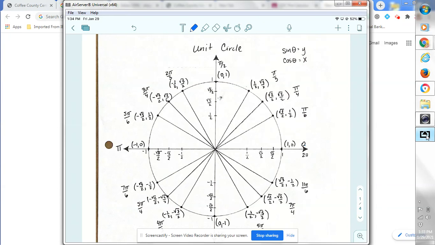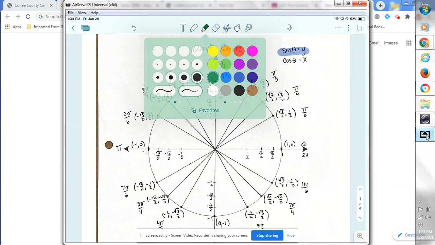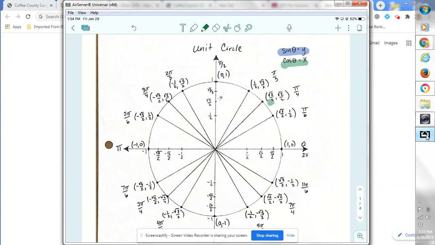And so if we're using the unit circle, if you guys remember, the radius is 1. So r is 1 at all these points. They're 1 unit away from 0. And so if we want to find the sine of an angle, we're just going to use the y coordinate. And then if we want to find the cosine of an angle, we're just going to use the x coordinates.